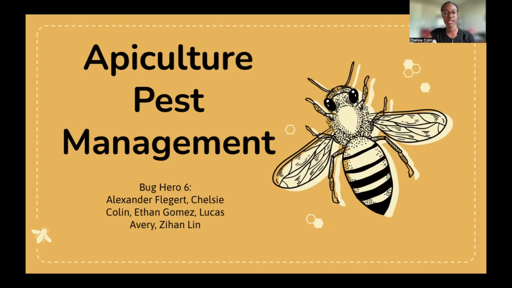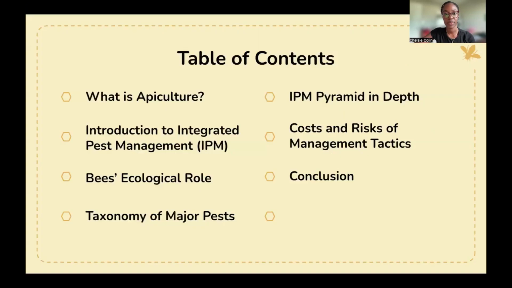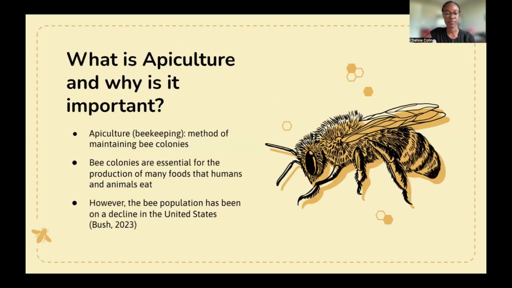We are Bug Hero 6, and today we are going to talk about apiculture pest management. So, this is our table of contents. We're talking about what is apiculture. We're going to be introducing integrated pest management, which is also known as IPM, bees' ecological role, taxonomy of major pests, IPM pyramid in depth. We'll go over all the levels, costs and risks of certain management tactics, and then we will conclude the presentation.